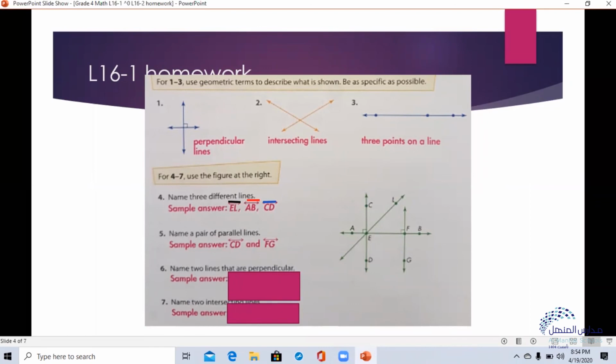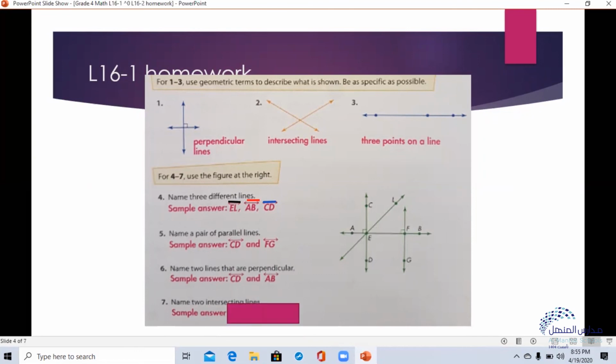Question number 6. Name 2 lines that are perpendicular to one another. Perpendicular means that they need to have a 90-degree angle. So there's a 90-degree angle and there's a 90-degree angle. Now these 2 lines, AB runs perpendicular to line CD, and AB runs perpendicular to line FG. So CD and AB are perpendicular to one another. You could also have said AB and FG.